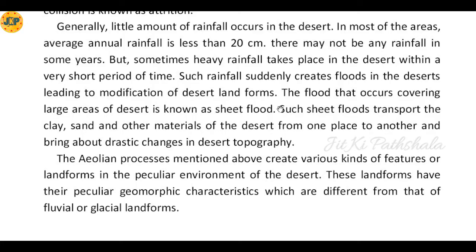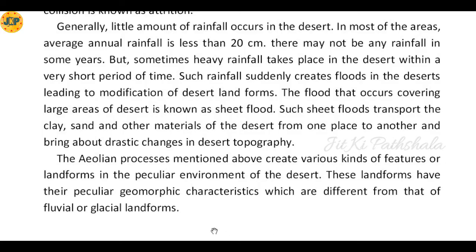When suddenly heavy rainfall takes place, floods may occur in the desert area, which will bring a lot of changes in the landforms. The flood that occurs covering a large area of desert is known as sheet flood. So these sheet floods transport the different materials present in the desert area from one place to another, and they also bring about drastic changes. Drastic changes means extreme changes in the desert topography.